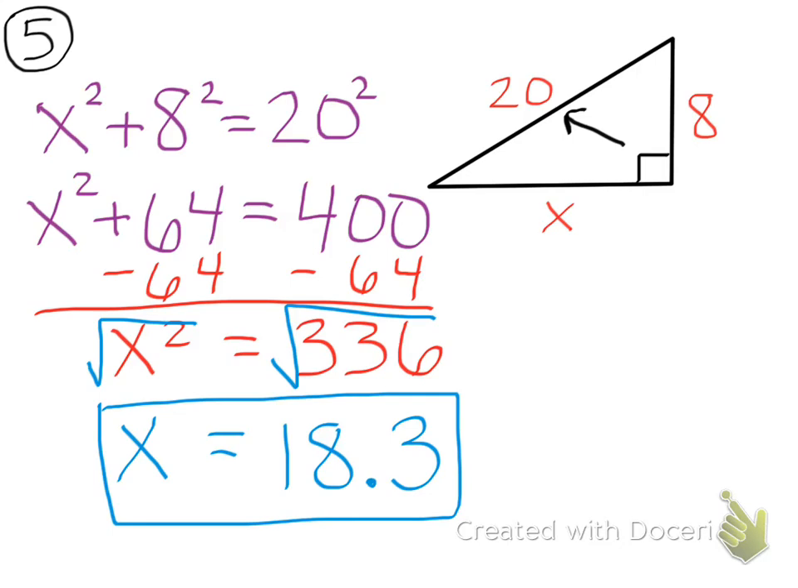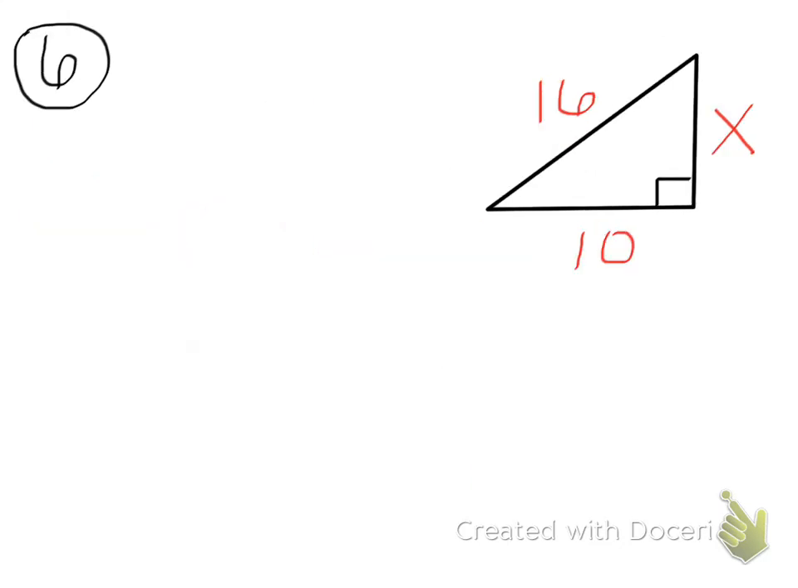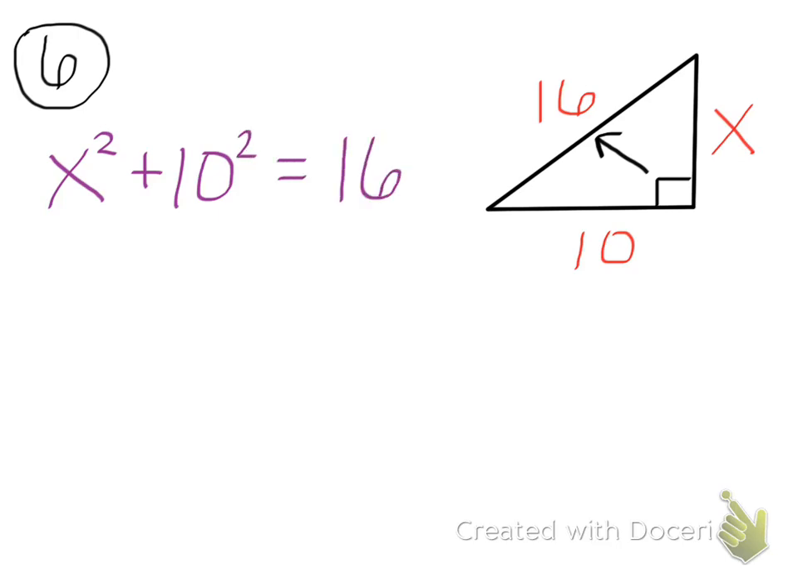Alright, I hope this is pretty easy for you guys. Let's look at the next problem, number 6. Alright, so first we want to identify the hypotenuse, so that's the side across from the right angle, so that would be 16. So we're going to set up Pythagorean Theorem, which is a squared plus b squared is equal to c squared. So one of our legs is going to be x, so x squared plus 10 squared is equal to our hypotenuse, which is 16 squared.